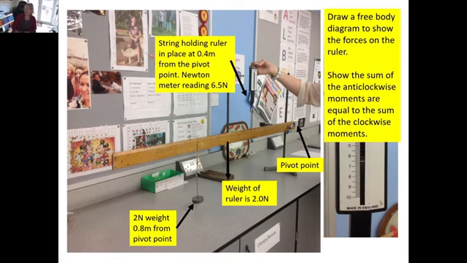So I would like you to have a go at drawing a free body diagram to show the forces on that ruler, and I also want you to show that the sum of the anti-clockwise moments are equal to the sum of the clockwise moments. So pause the video and have a go at doing that.